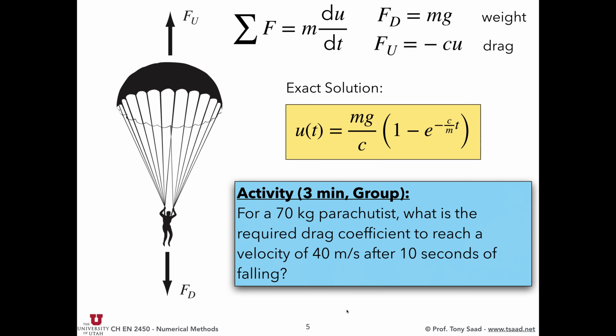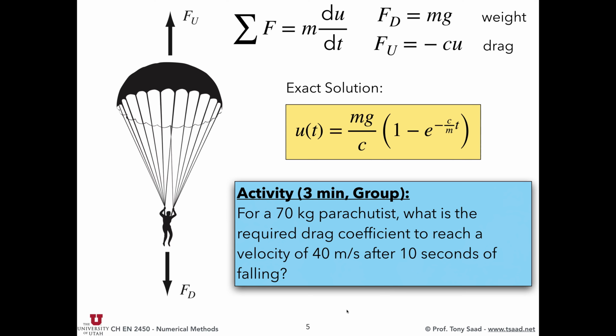So for example, I'm trying to design the profile shape of the parachute because, as we learned from the example of the shapes we looked at earlier, it's the profile of the shape that matters in whether you have a large drag coefficient or a small drag coefficient. What we want here is to design a parachute so that the parachutist reaches a certain velocity after a certain period of time from jumping, for example, from an airplane. And so our target velocity is 40 meters per second after 10 seconds of falling. And the question is, what is the drag coefficient?